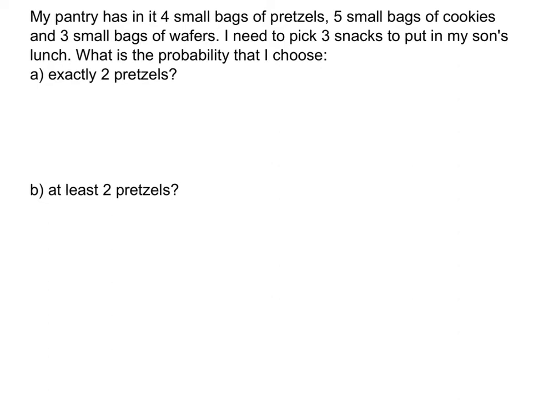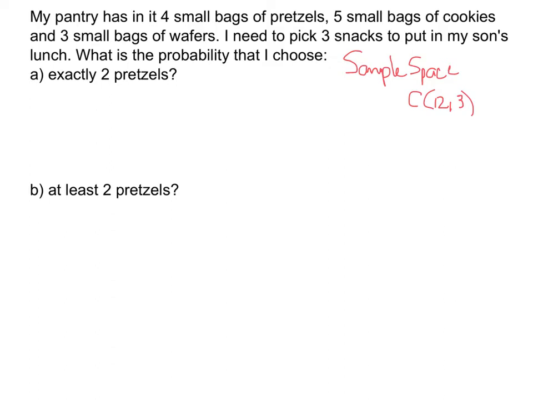So the first thing we need to figure out whenever we're looking at a probability problem is what the sample space is. In any probability problem really, it's what you're doing before you look at the specifics. In this example, there are 4 plus 5 plus 3, so 12 snacks altogether, and we are picking 3 of them, which means we have the combination C(12, 3). So that's the generic situation in this example: 12 snacks, choosing 3 to put in lunch.